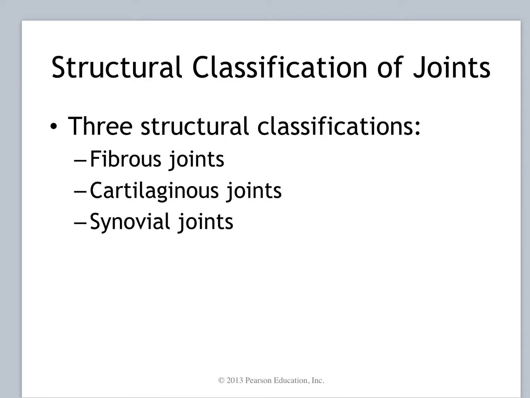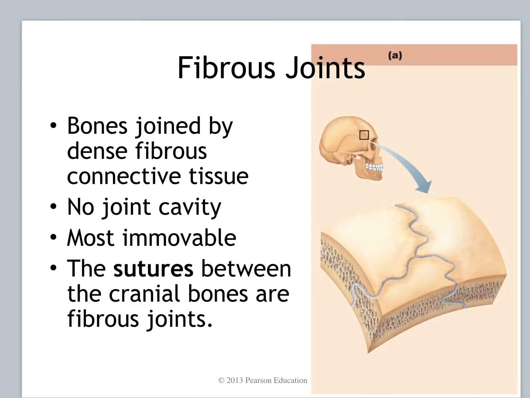There are three classifications of joints. There's fibrous joints, cartilaginous joints, and synovial joints. Fibrous joints are basically joints that are composed of fibrous connective tissue. There's no joint cavity. These are the most immovable joints. An example of this type of joint would be the sutures between the cranial bones. There's very little movement between these joints, almost as if they're fused.